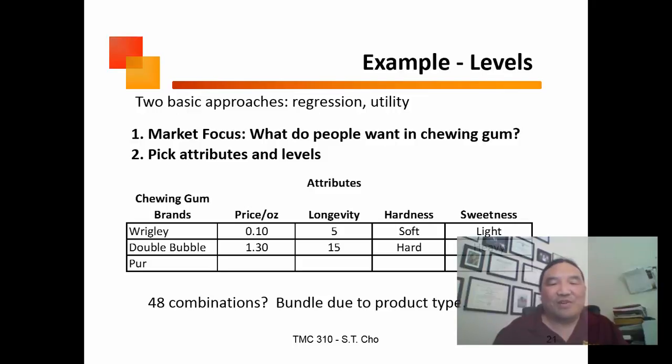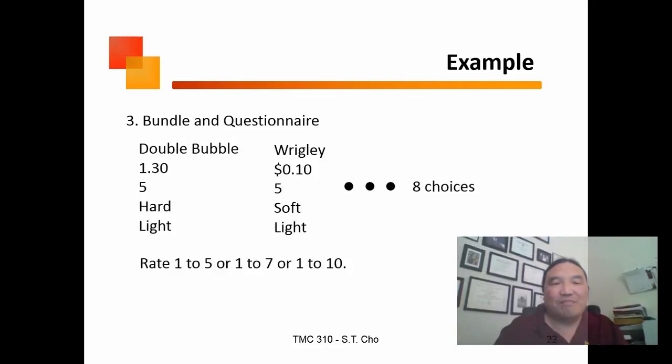And so with all this, I come out with 48 combinations. But what I do is I start bundling it into product types. And that's that I only come up with 8 choices.